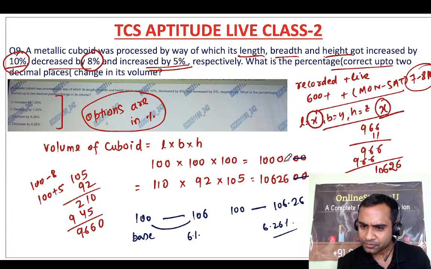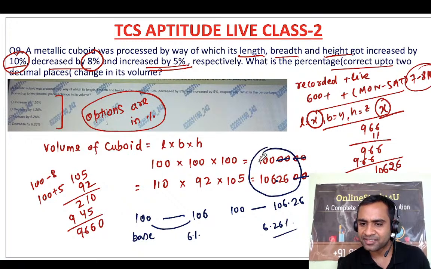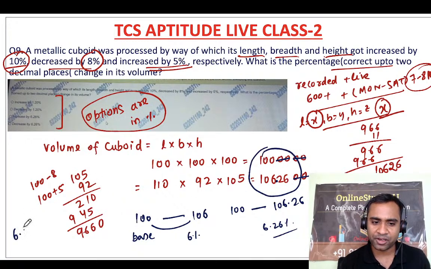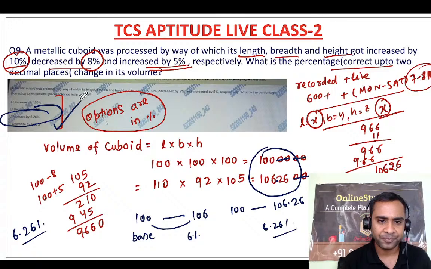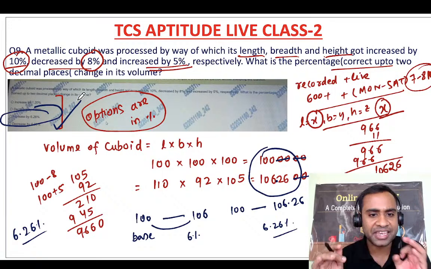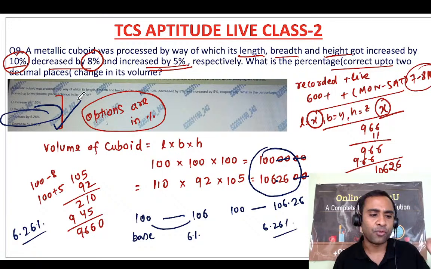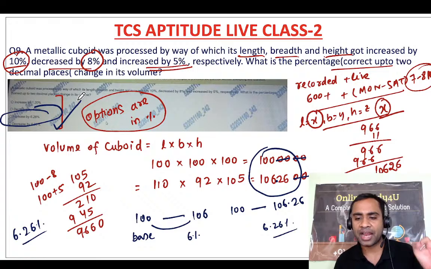Now I'm trying to make the base 100. So I will divide this by 100. So two zeros cancel. I will divide it by 100, so one decimal will come here. Now you can directly say by seeing this, sir, there is an increment of 6.26 percentage. So my option C, increased by 6.26 percentage, will be the correct answer, right?